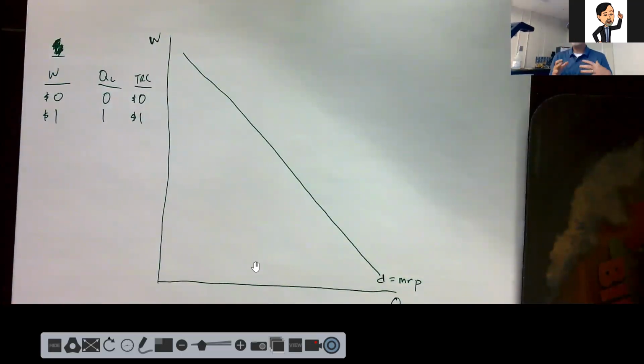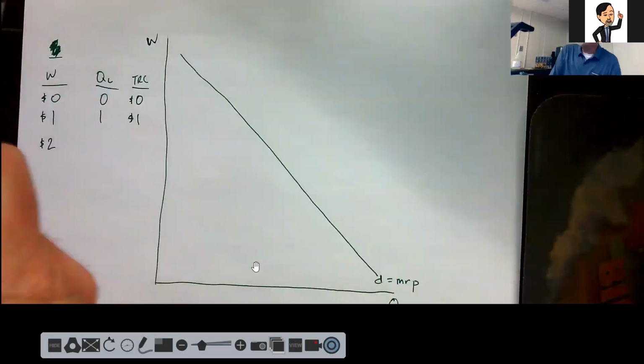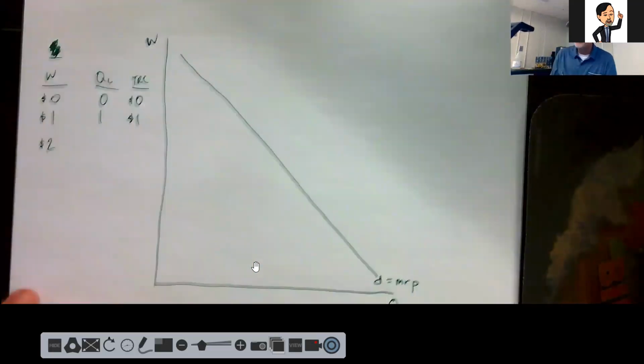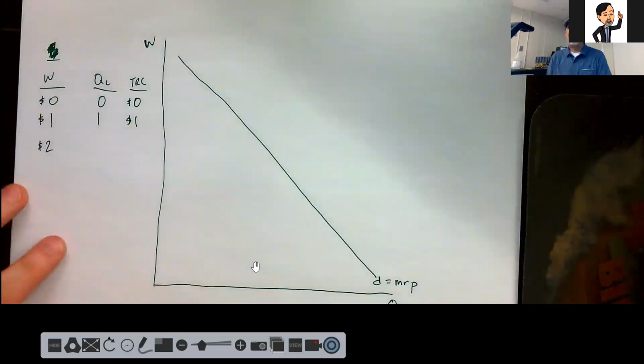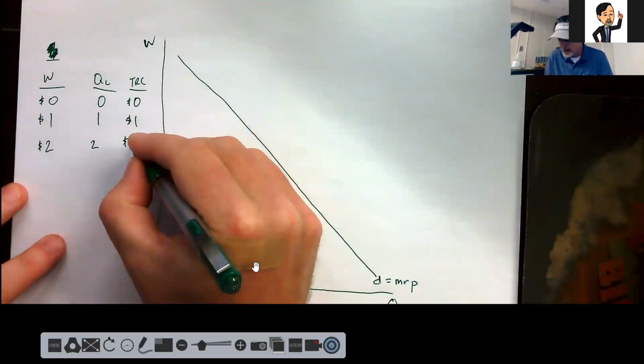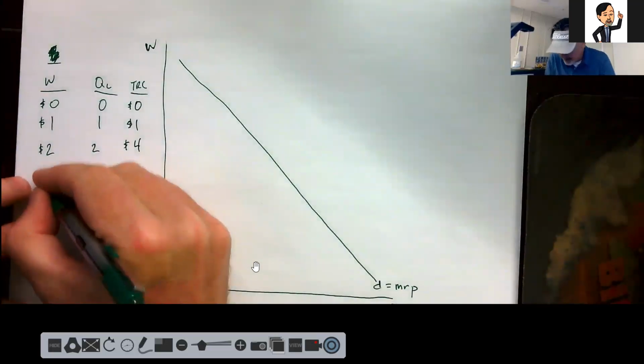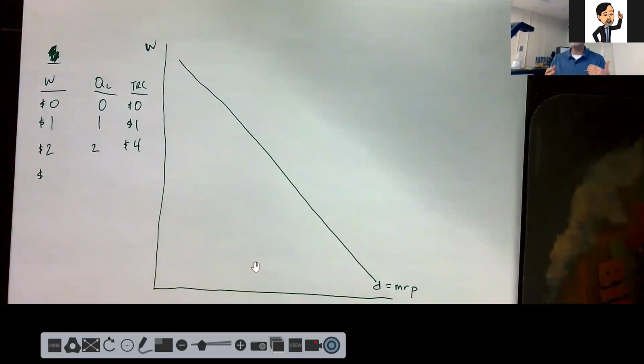If I want to hire another worker, what am I going to have to do? Raise the wage rate, and I get 2 workers. What's my total resource cost? $4, because 2 times 2 is 4. That's it. You have to pay everybody the same wage rate, right?